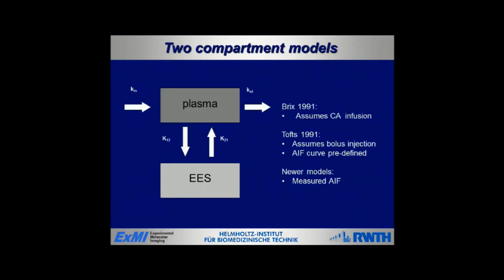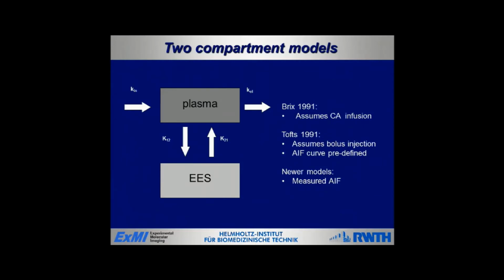The 2-compartment models need better data, need high quality curves, and I don't want to go too much into detail. Twan already mentioned it from the pharmacology point of view. It's not much different here. In these applications, you have the plasma volume, you have the extracellular, extravascular space, and you assume an exchange of contrast agent between these compartments, which you model.